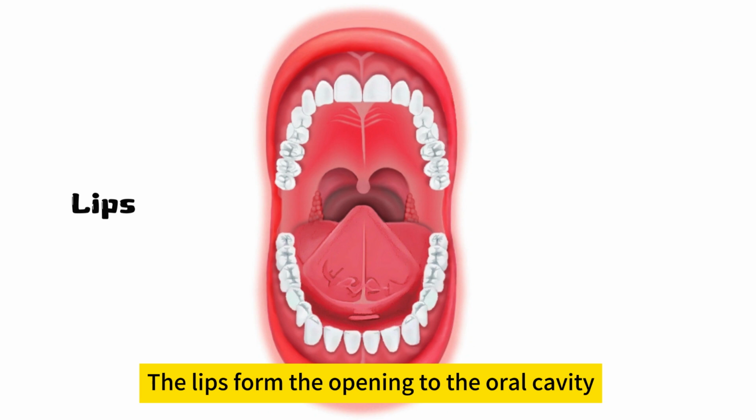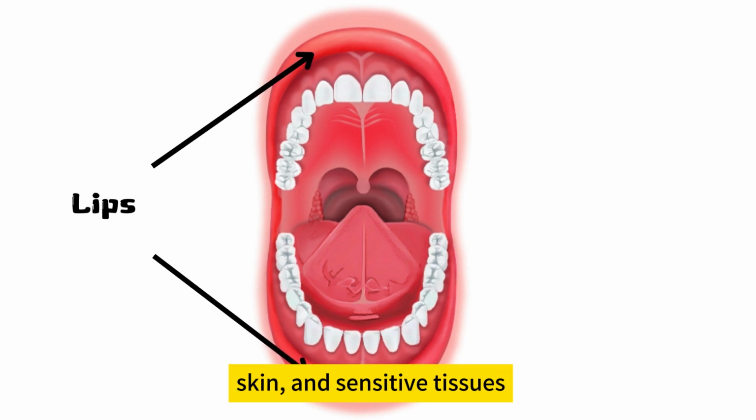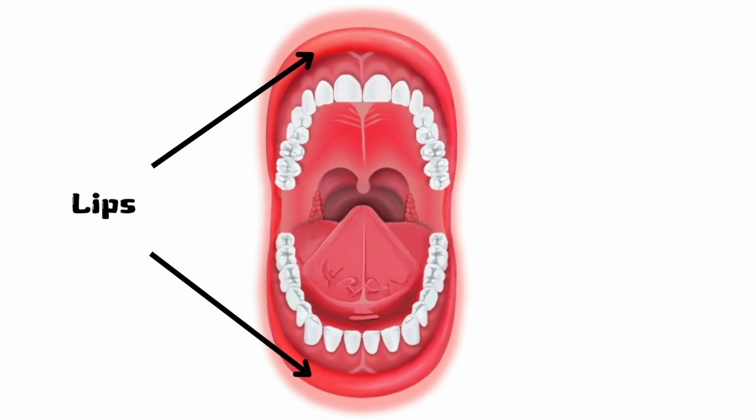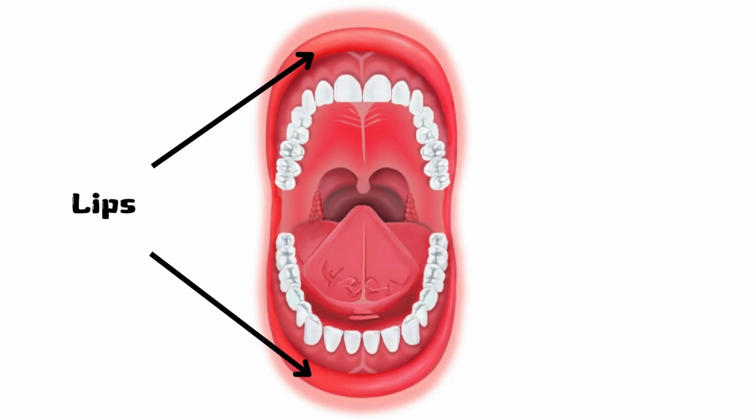Lips. The lips form the opening to the oral cavity and are composed of muscles, skin, and sensitive tissues. They play a role in speaking, eating, and protecting the oral cavity.